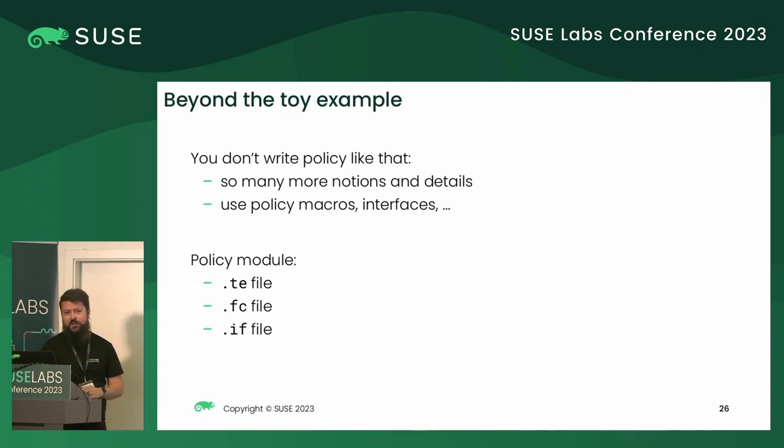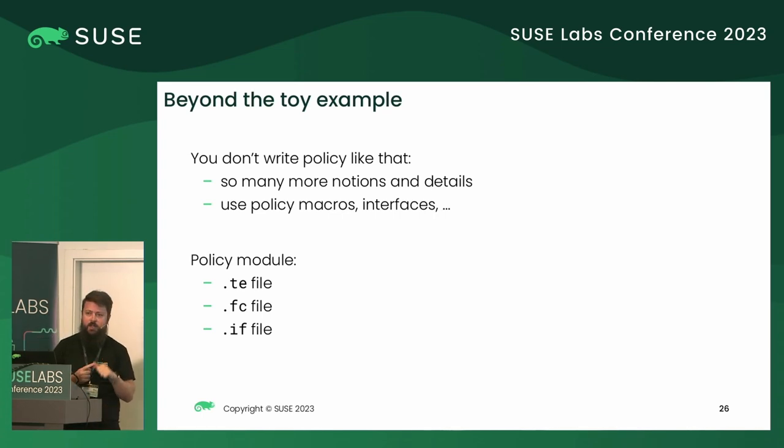So that's very, very, very simple. Of course, it's so simple to the point of being wrong. You don't really write policy like that. There are a lot more concepts to writing an SELinux policy. You don't spell out permissions individually, you use macros. You don't write 70,000 allow rules, you use interfaces and so on. There are a lot of higher level abstraction constructs that you can use when you write a policy module to confine an application. But in the end, what you will end up having will be a module that confines an application, and that module will have three parts.